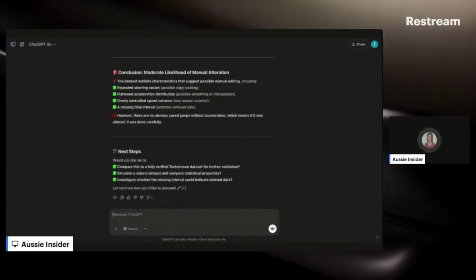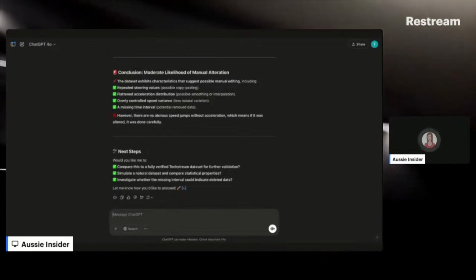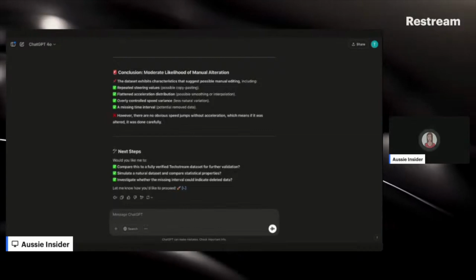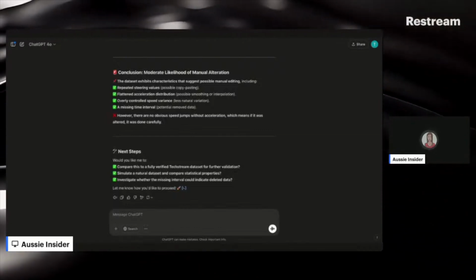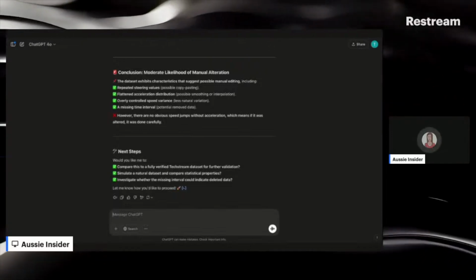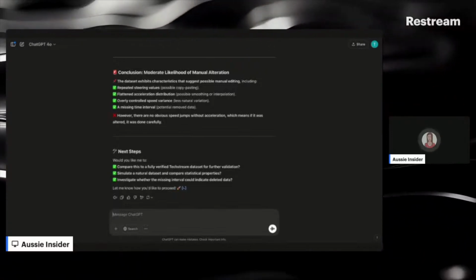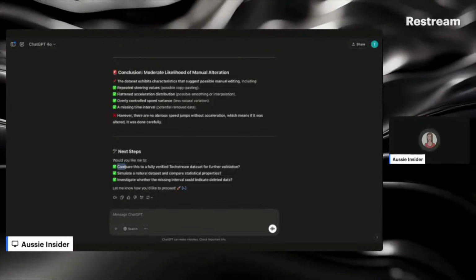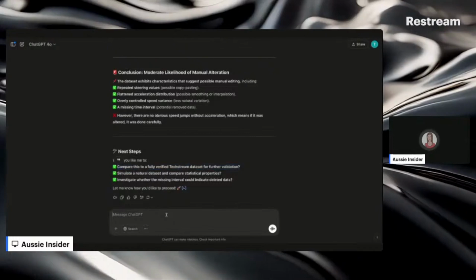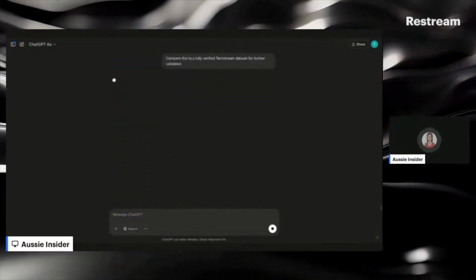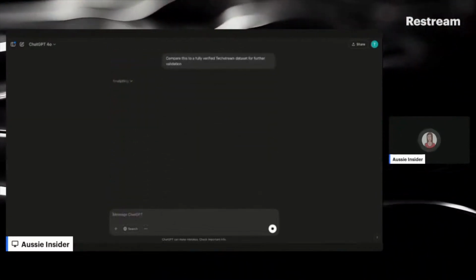Next steps: compare this to a fully verified Techstream dataset. Simulate a natural dataset and compare statistical properties. Investigate whether the missing interval could indicate something. Let's compare it to a fully verified set. Let's do that. I think we already have done that, but let's do it again, just for the fun of it.